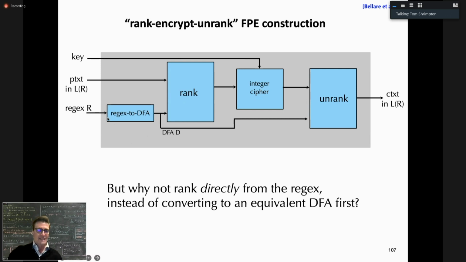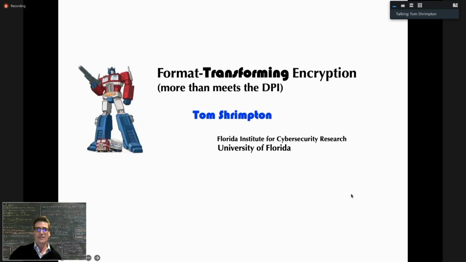Okay, but I said a moment ago, we have to turn the regular expression into a DFA because that's what these two things need. But why not rank directly from the regular expression instead of converting it to a DFA first? Well, that brings us to what I'm going to call format transforming encryption.